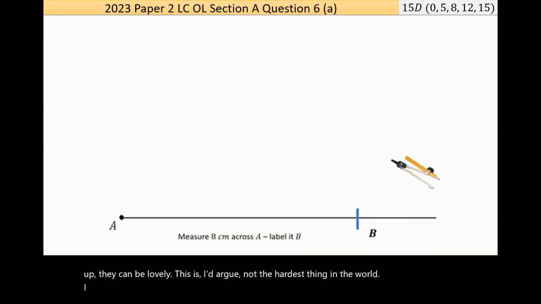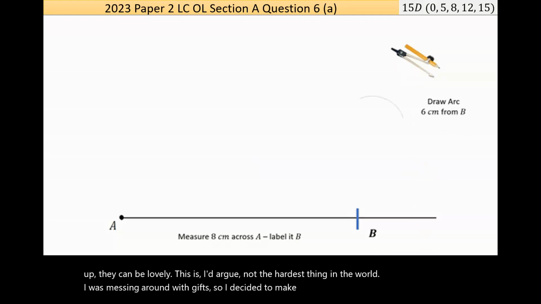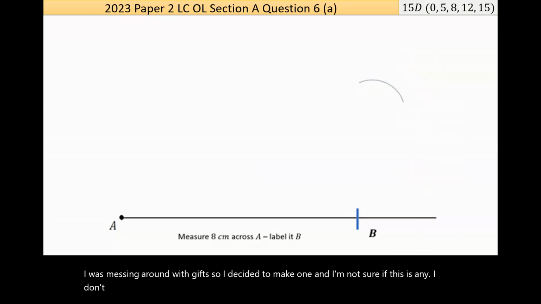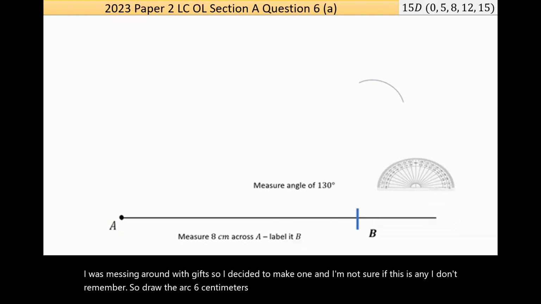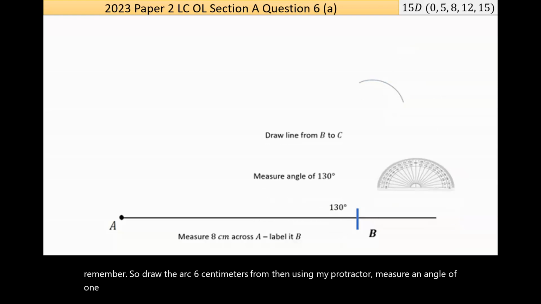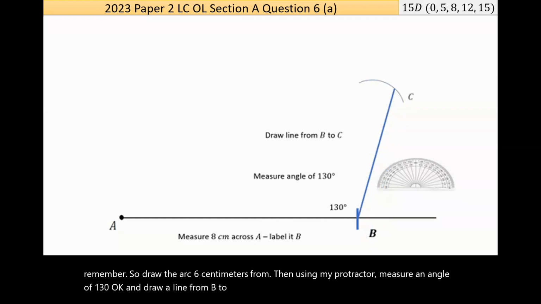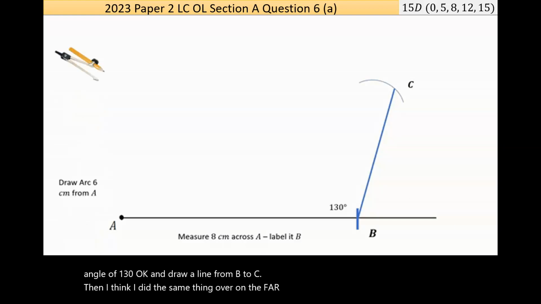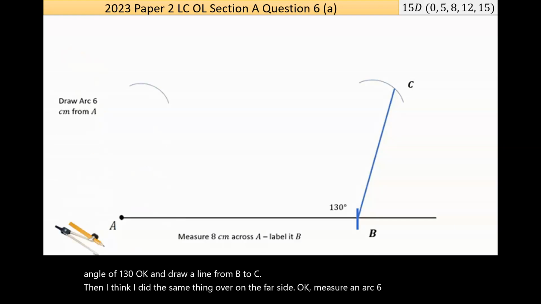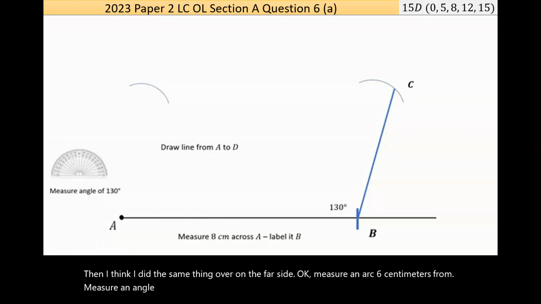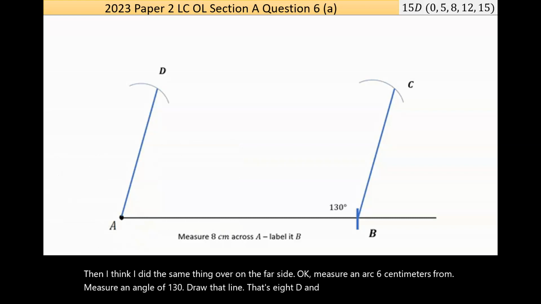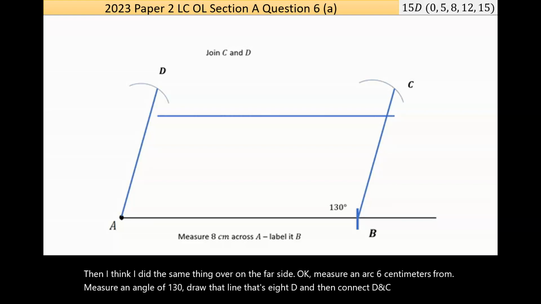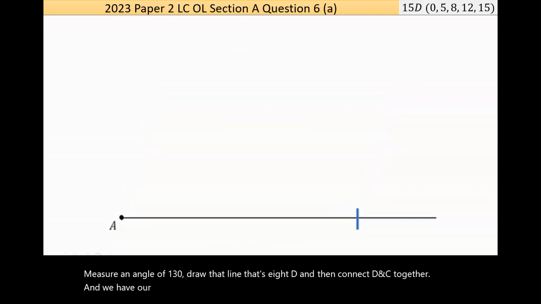I was messing around with GIFs, so I decided to make one, and I'm not sure if this is any good. So draw the arc 6 centimeters from B, then using my protractor, measure an angle of 130, and draw a line from B to C. Then I do the same thing over on the far side. Measure an arc 6 centimeters from A, measure an angle of 130, draw that line, that's A to D, and then connect D and C together. And we have our parallelogram. Actually that worked out pretty well.